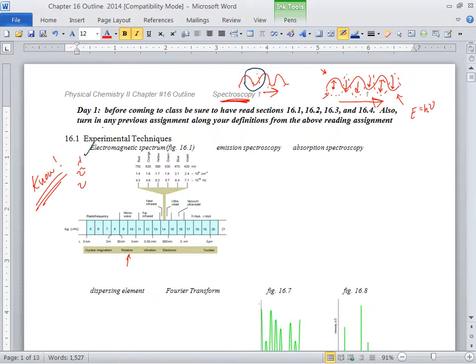What are the units of wavelength? Any distance, right? Centimeters, nanometers. What's nano again, Melissa? I said 10 to the negative... You say Melissa? I was looking at Alyssa. 10 to the negative 9 meters, right?